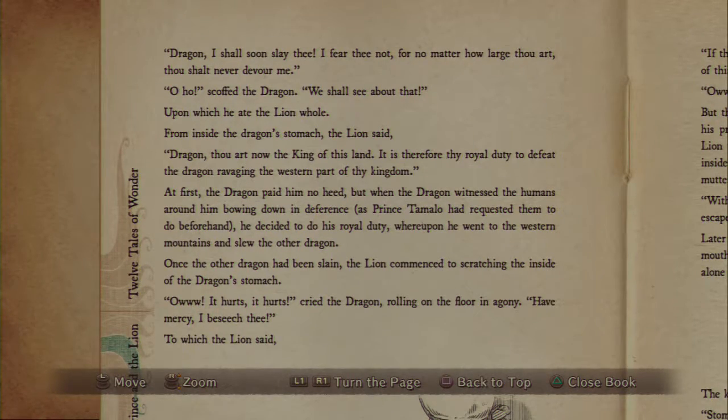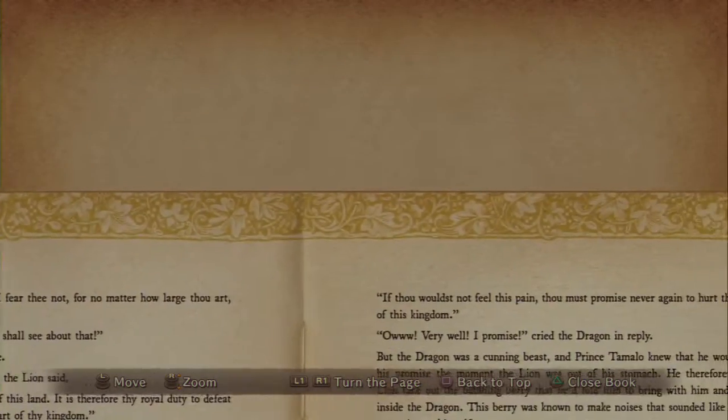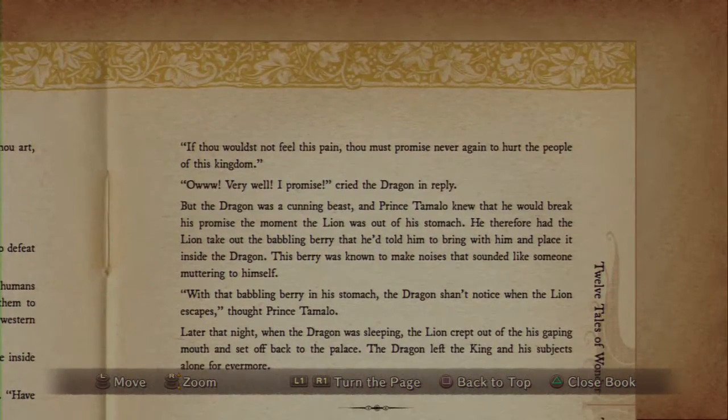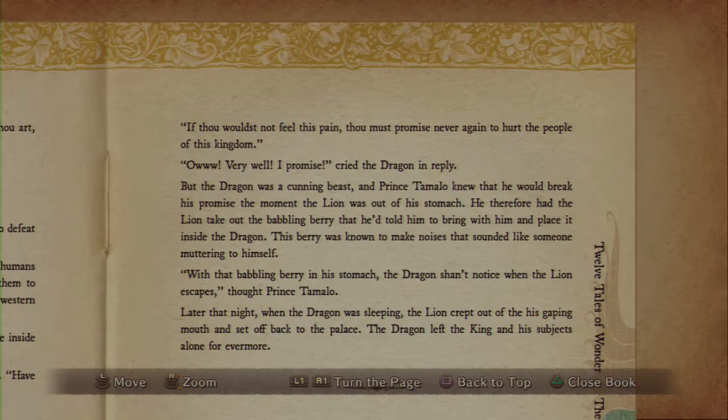Once the other dragon had been slain, the lion commenced scratching the insides of the dragon's stomach. "Ow! It hurts! It hurts!" cried the dragon, rolling around on the floor in agony. "Have mercy, I beseech thee!" To which the lion said, "If thou wouldst not feel this pain, thou must promise never again hurt the people of this kingdom." "Oh, very well, I promise!" cried the dragon in reply.